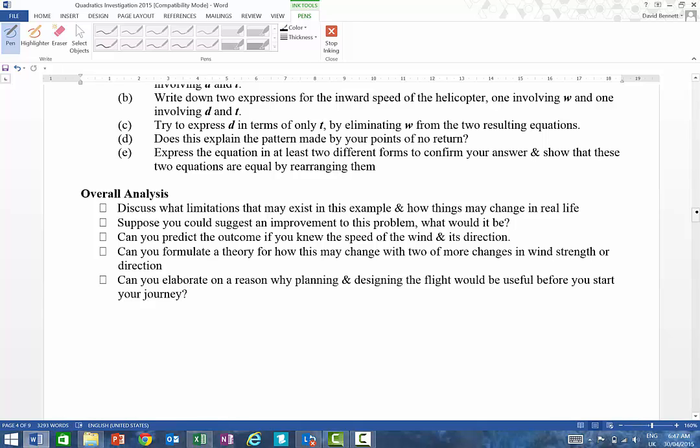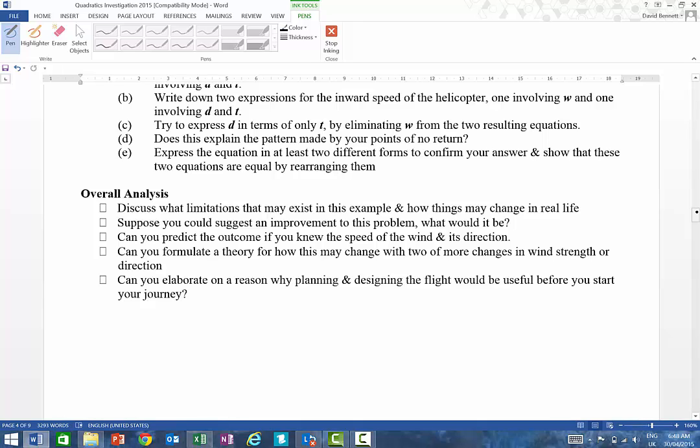So key thing that you need to look at is the overall analysis. So discussion, limitations, make it real. Right? Talk about what would happen in the real thing and the limitations of what this modelling has done. So you could suggest some improvements, and you can go on a bit of a tangent, and I think you need to do that. Can you predict the outcomes if you knew the wind speed? Well, that's using the original, the generalised equation. Can you formulate a theory on how this may change with 2 or more wind changes in strength?